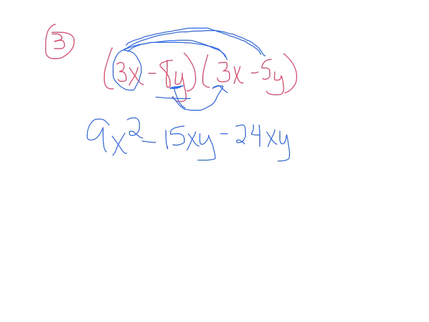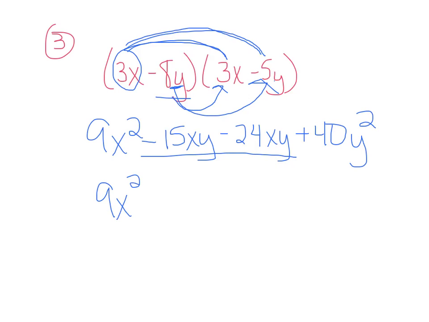Now I'm going to take negative 8y times negative 5y. So negative 8 times negative 5 is a positive 40, and then y times y is y squared. And if you look at your middle two terms again, they can combine. So you have 9x squared, negative 15xy minus 24xy is negative 39xy, plus 40y squared.